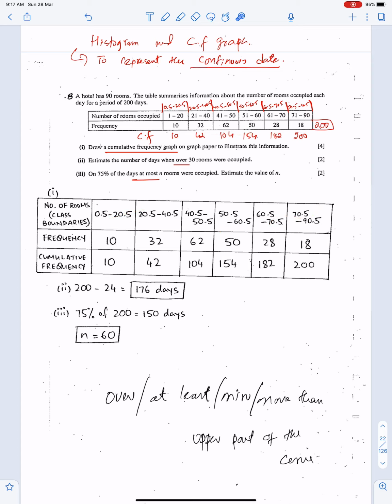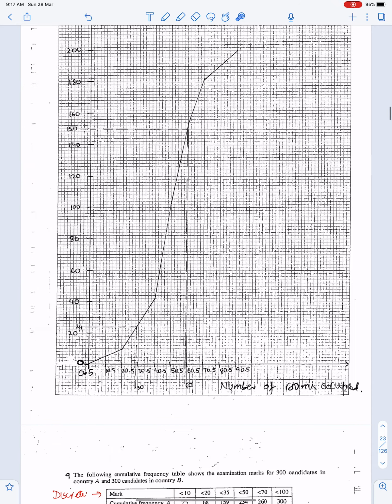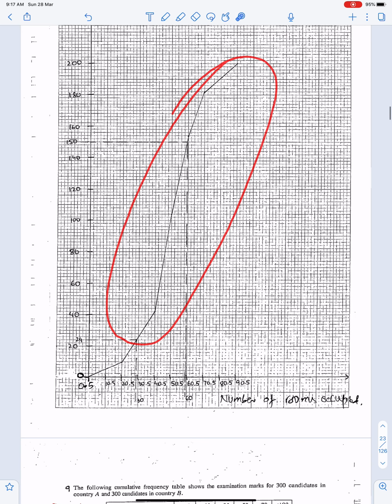For cumulative frequency, copy the first frequency and then add this frequency into this. So 10 plus 32 makes 42, 42 plus 62 makes 104, and so on. This number must be same as this number. Now draw the cumulative frequency, 0.5 to 20.5. You can start the scale from 0.5, and this is the cumulative frequency. Label the axes.